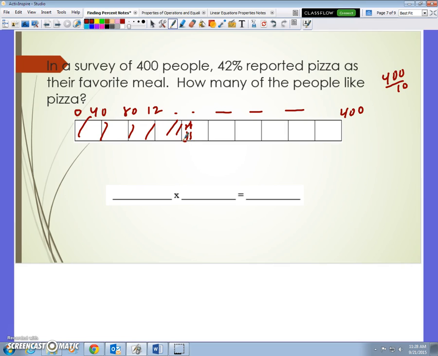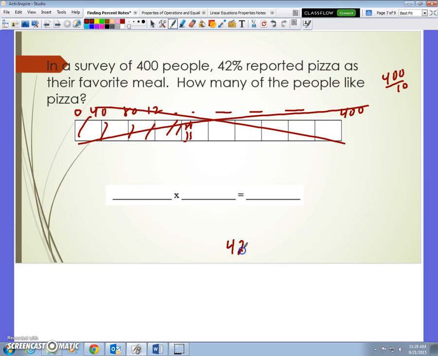So I'm going to bypass the whole diagram thing again. We're not doing that this time. First of all, we need to decide, is it going to be a markup, a markdown, or are we just going to find the percent of 400? Well, in this case, it just asks us how many people like the pizza. So we don't have to do a markup or a markdown. We just need to know 42% of 400.